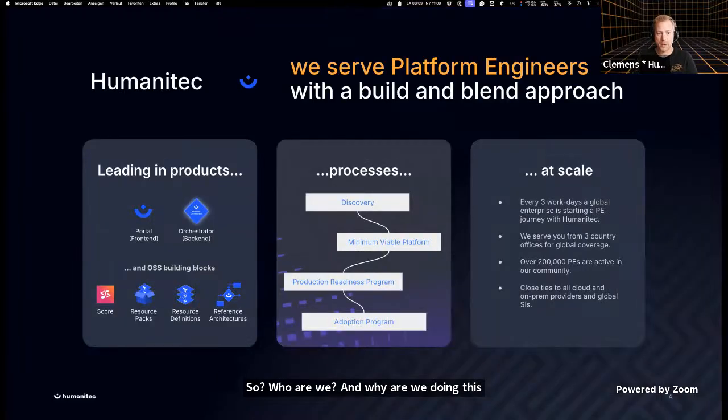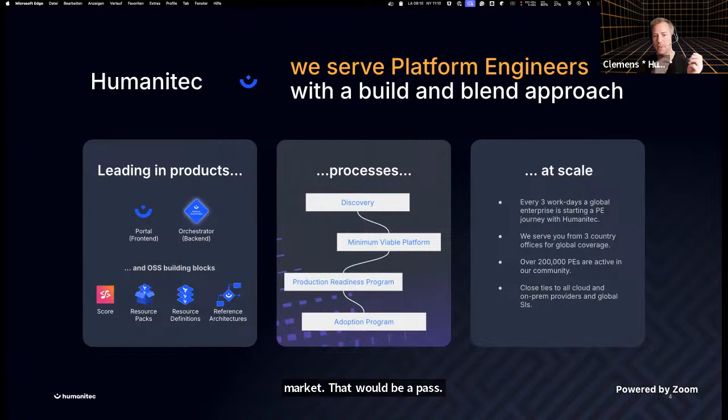So first of all, we as Humanitec serve platform engineers. And how do we do that? We try to serve them with a build and blend approach. And that means that those components that you see over here that we create and offer to platform engineers can be blended into an internal developer platform. And because it's an internal developer platform, you have to build it. That's why it's a build and blend approach. You cannot acquire a complete internal developer platform from the market. That would be a PaaS and not an IDP.